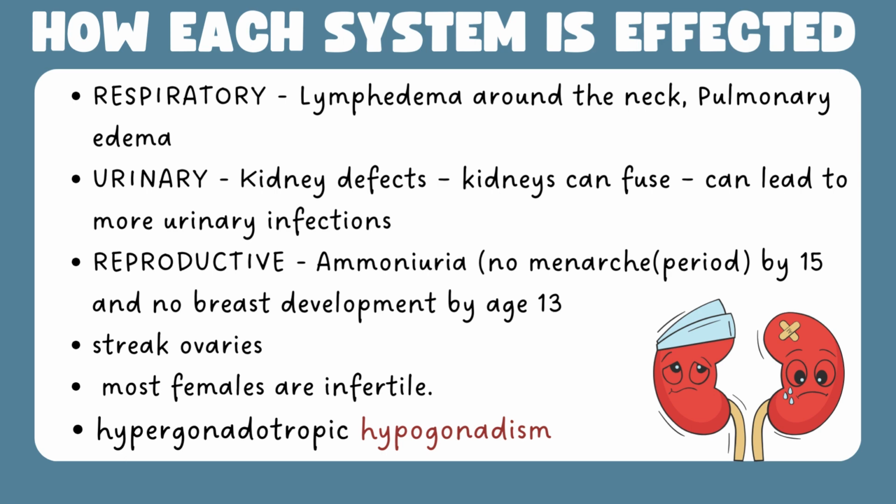By week 18 of gestation, premature degeneration of ovarian follicles begins and ovarian follicles are replaced by abundant connective tissue, which causes streak gonads. Due to this, amenorrhea is typical by 15 and no breast development by age 13 is seen, as well as the streak ovaries, leaving most females infertile.